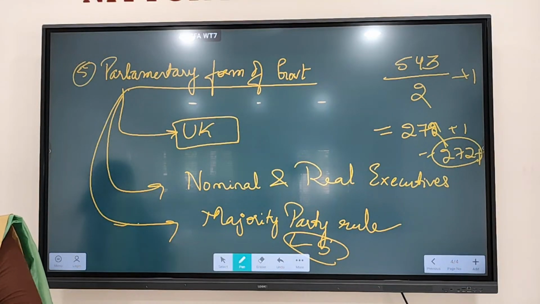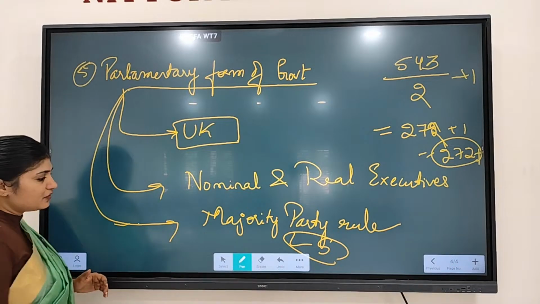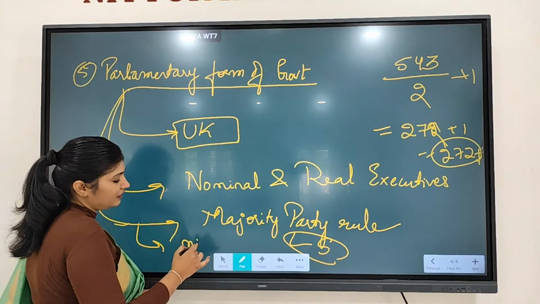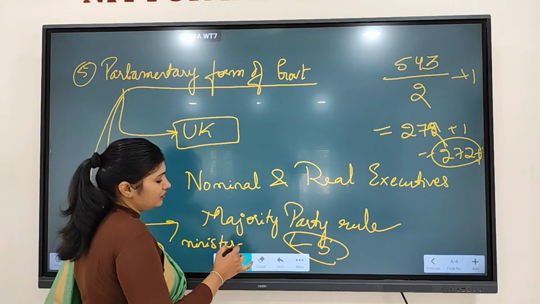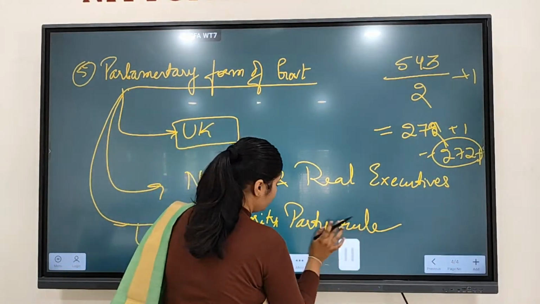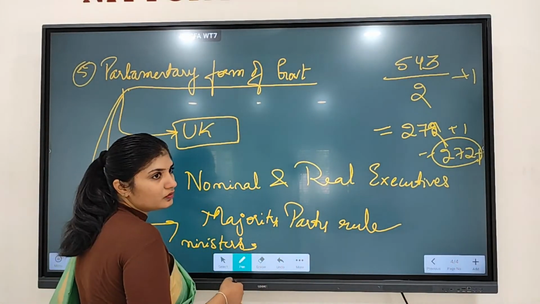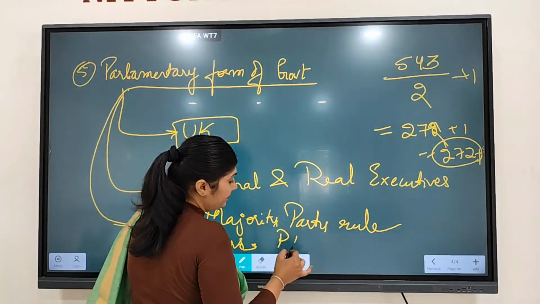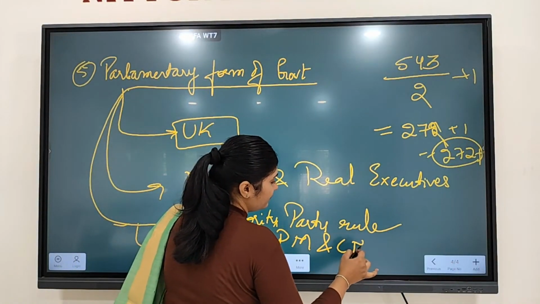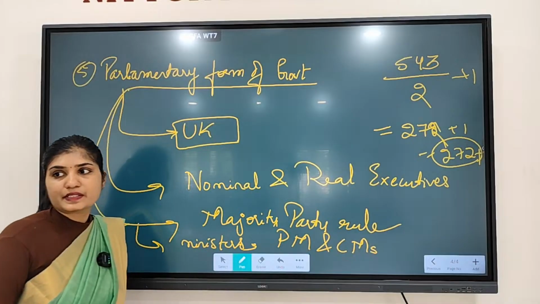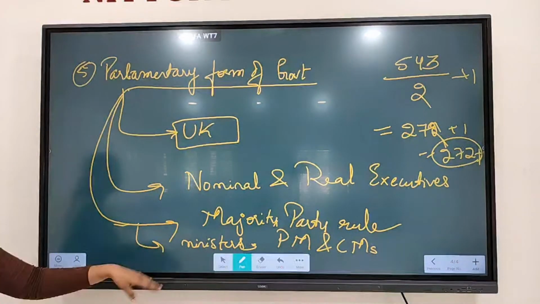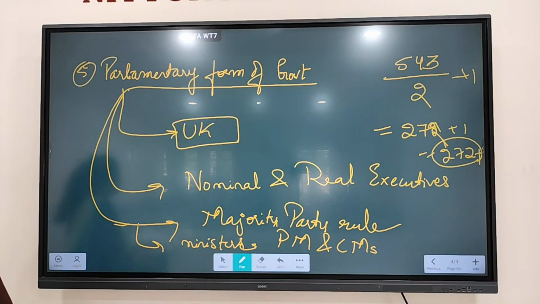And also, next one, there will be ministers, and also PM and CM, chief ministers in the state. That all comes under the parliamentary form of government. Understood? Okay. Write down this.